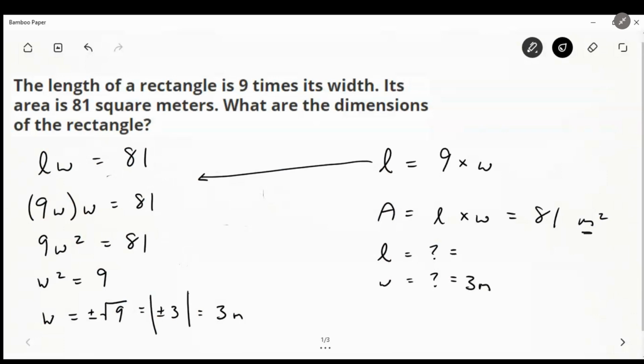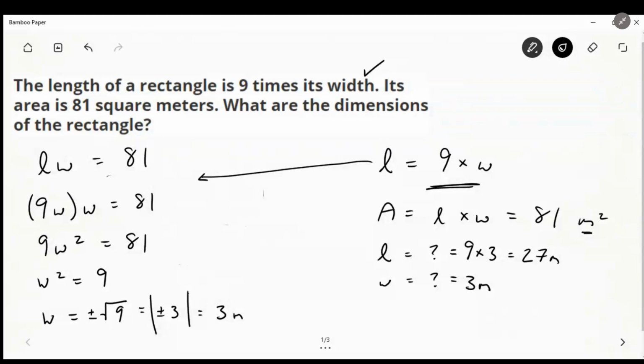And now we could use the fact that L is 9 times W to say L is 9 times 3, or 27 meters. And it's always a good idea to check your answer. So the length is 9 times the width. 27 is 9 times 3, so we could check that.